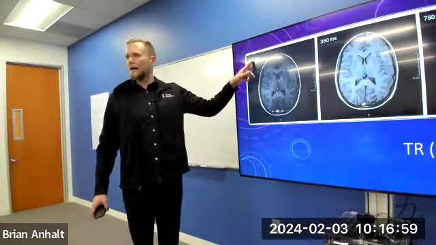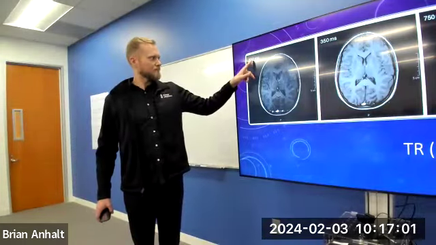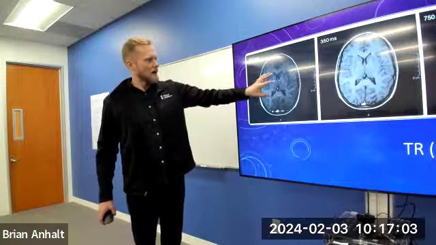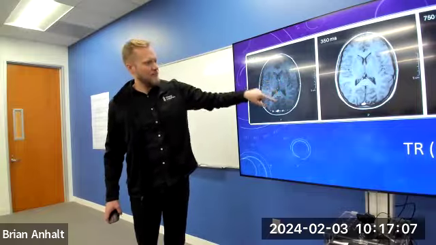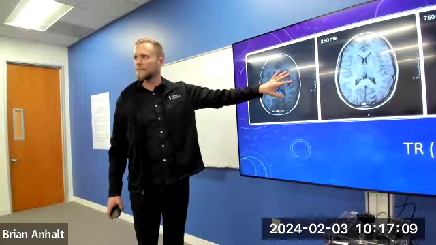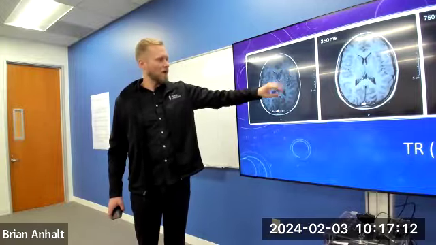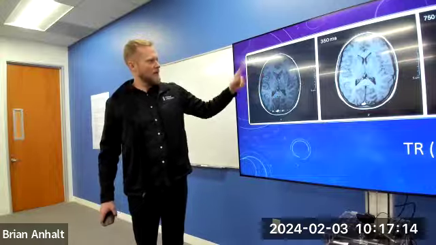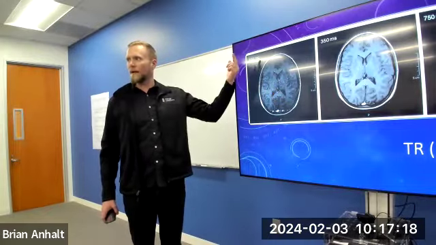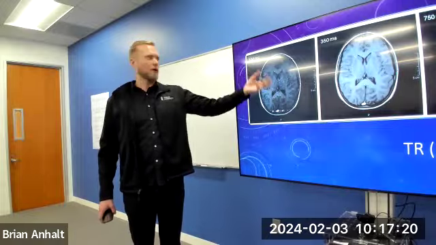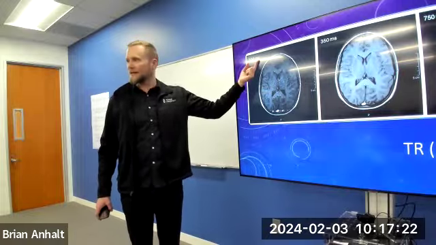This is a short TR, right? This is a very short TR. I could have maybe changed my flip angle here to get the tissues in here to look brighter, right? If I wanted water to look bright, I probably could have changed my flip angle to like 20 as opposed to 90, and then it would have looked bright. That would have been the Ernst angle at this given TR.